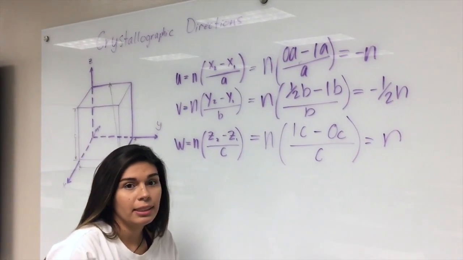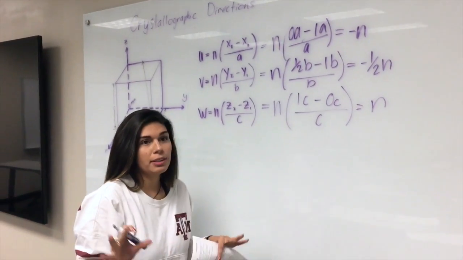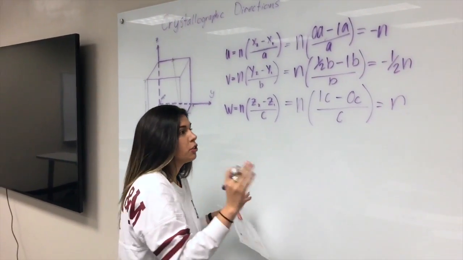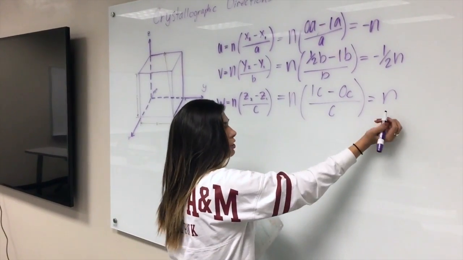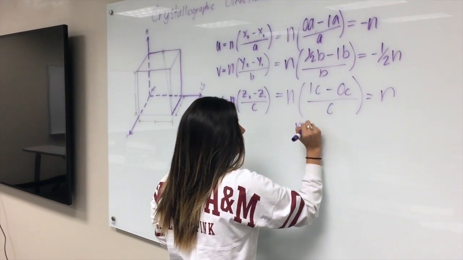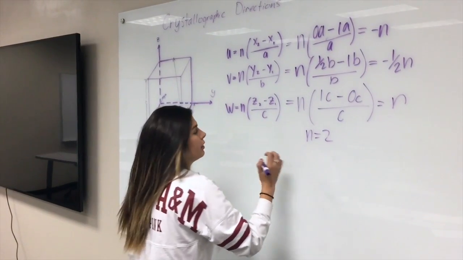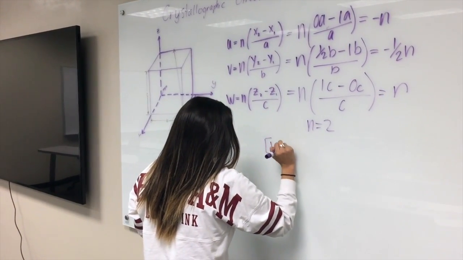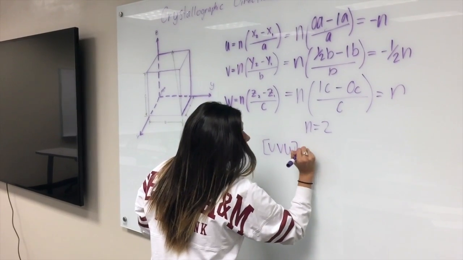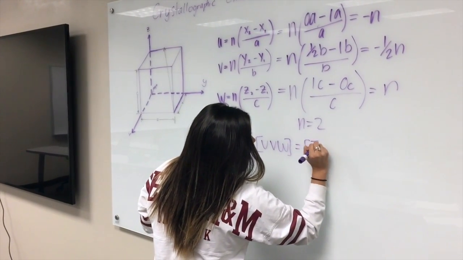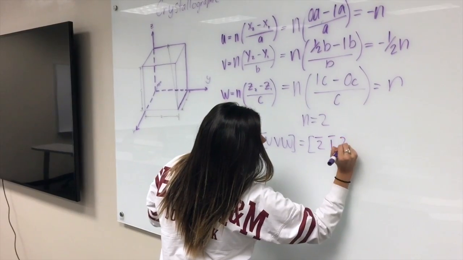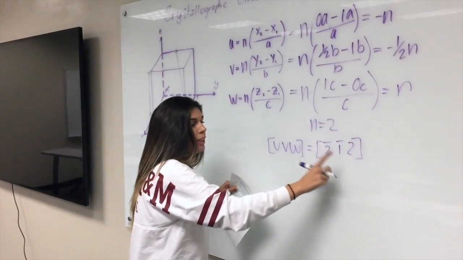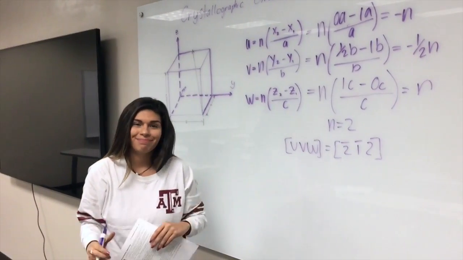As we know, with indices, we do not want to have them in fractions. So what we're going to do is consider double our n, so n equals 2, and then our direction is going to be -2, -1, +2.